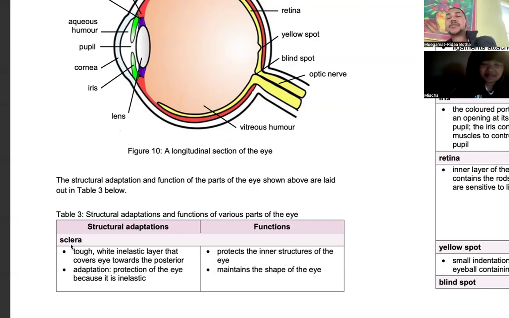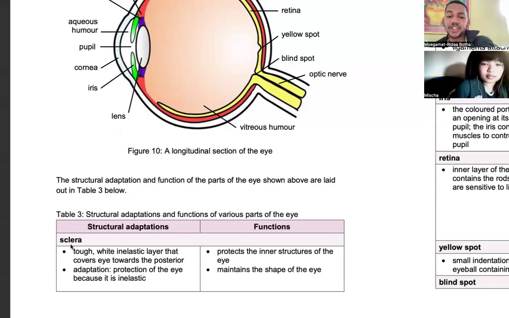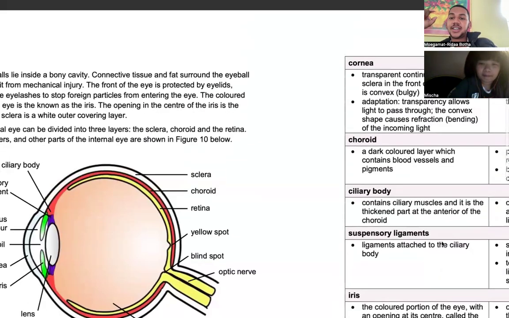Right, Misha. What's very important is that when you study for life science, you need to understand what is the structure, and what is the function of that particular structure as well. So, the sclera protects the inner structures of the eye, and also maintains the shape of the eye as well. Okay, moving on to the cornea.